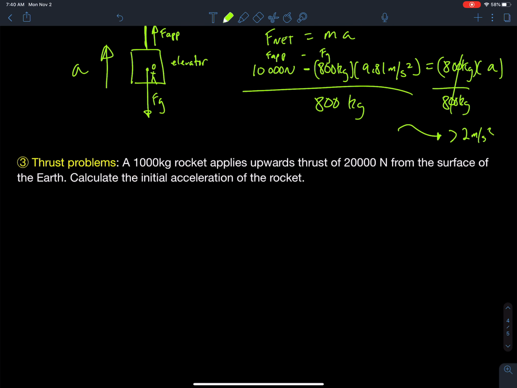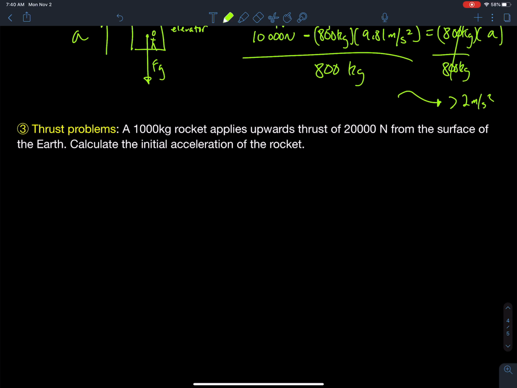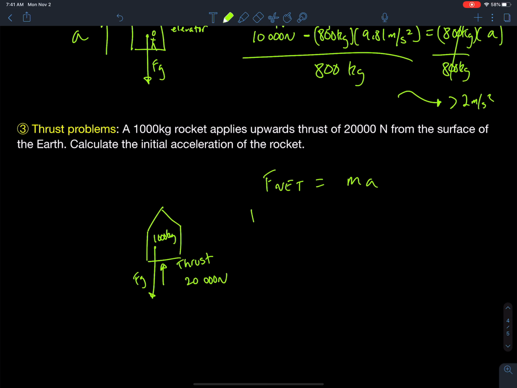Okay, last problem here is the thrust problem. So if I have a rocket, and the rocket has a thruster jet, so it's thrust that's pushing up on the rocket. The rocket's 1,000 kilograms and it applies a thrust of 20,000 newtons upwards. What is the rocket working against? Well, the rocket is working against the force of gravity. So my net force is going to be equal to ma, and that net force is going to be the force of thrust minus the force of gravity, which is equal to ma.